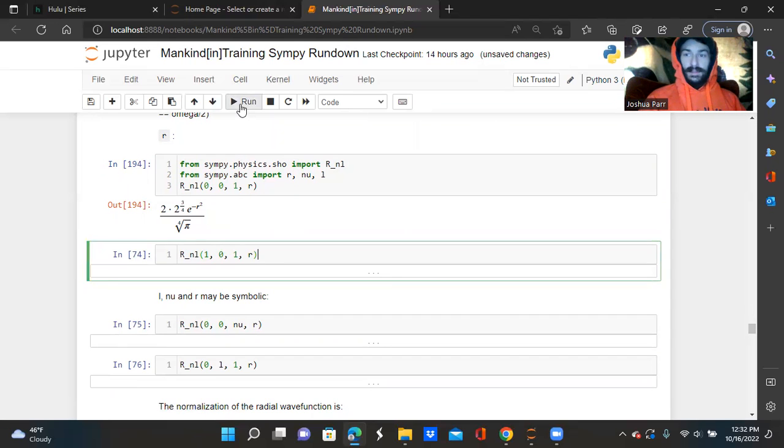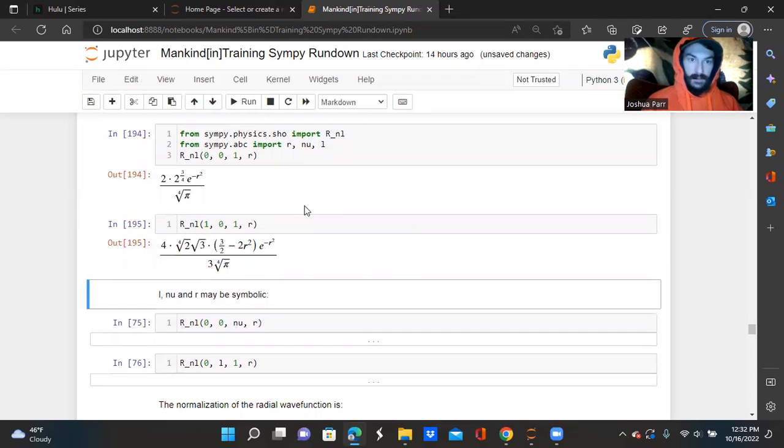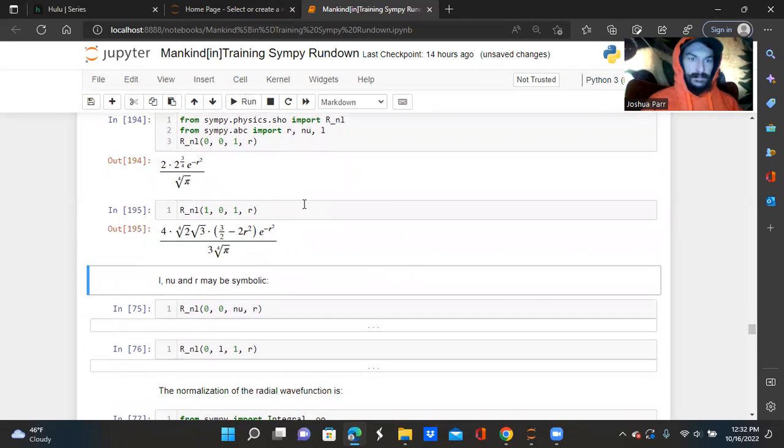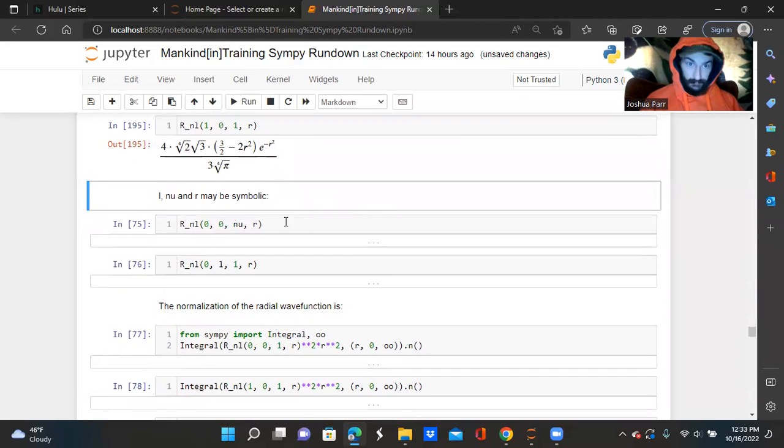I need to explain some of these things better, because I had all the notes up and the examples, and I should have just transferred those over as well. But I was just kind of copying and pasting from my other notebook into this notebook, and I made some oversights. L, nu, and R may be symbolic.